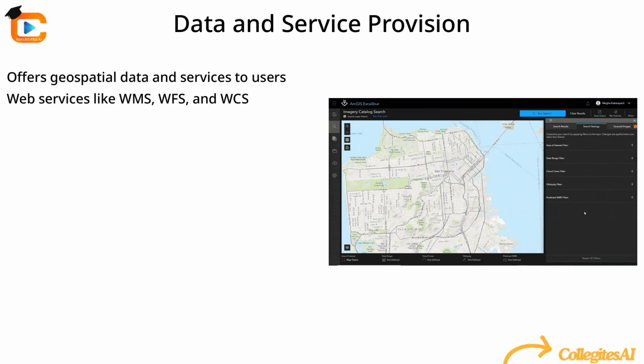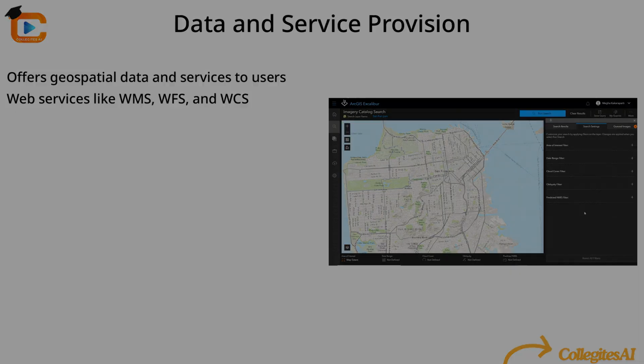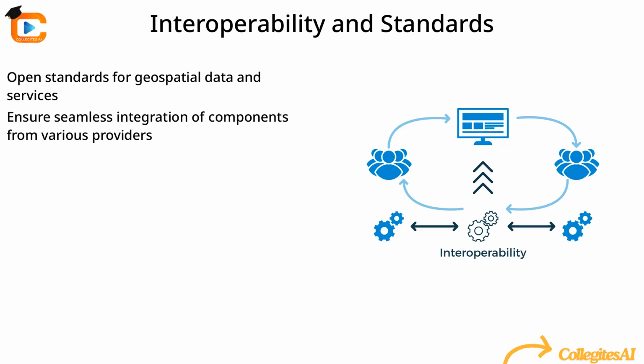Data and service provision components offer geospatial data and services to users and applications. This includes web services like Web Map Service, WMS, Web Feature Service, WFS, and Web Coverage Service, WCS, which allow users to retrieve and interact with geospatial data. The OGC's primary objective is to establish and promote open standards for geospatial data and services. These standards ensure that different components from various providers can work together seamlessly.